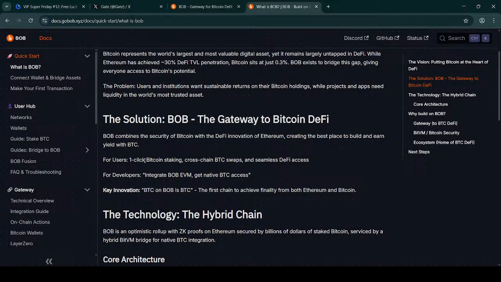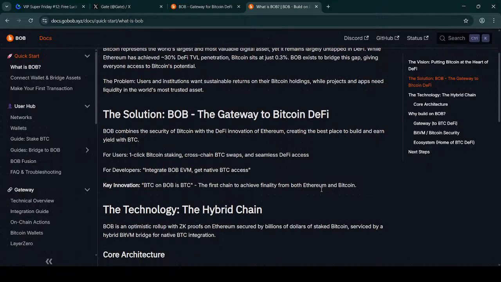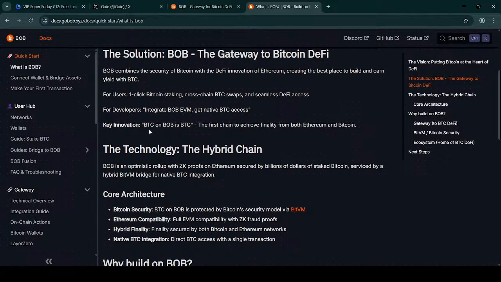For users: one-click Bitcoin staking, cross-chain BTC swaps, and seamless DeFi access. For developers: integrate with the BOB EVM and get native BTC access. The key innovation is that BOB is the first chain achieving finality from both Ethereum and Bitcoin.